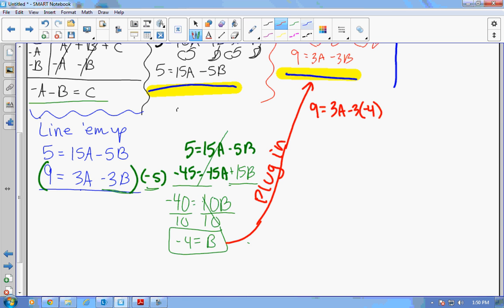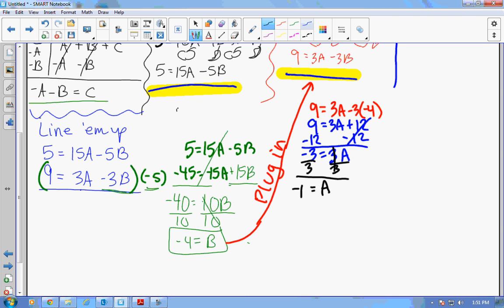So first you have to multiply these two. -3 times -4 is +12. Then you subtract 12 over. What's 9 minus 12? -3 equals 3A. Fatima, how do I finish solving for A? Divide by the +3. Good. So we get A equals -1.